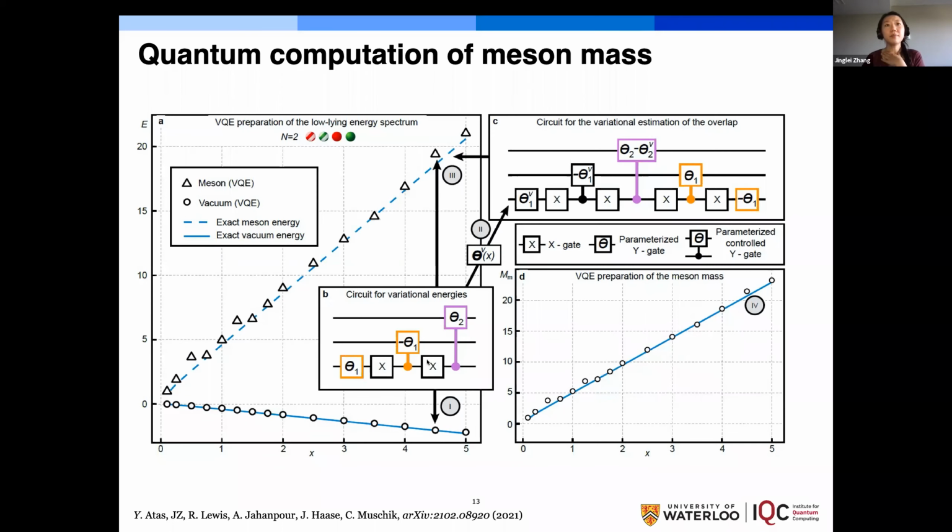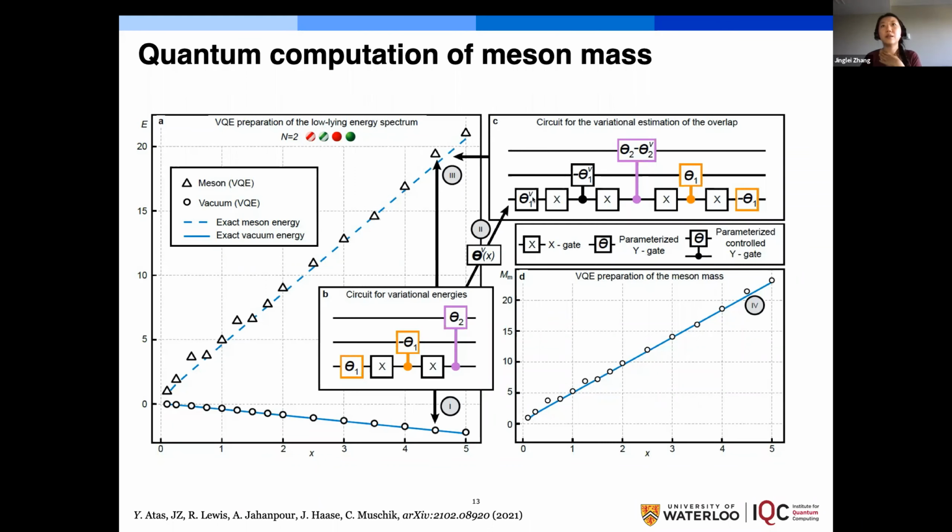And then we know that in order to find the meson, I need both to evaluate its energy expectation value, and this is why this circuit is needed here. But we also use the previously found information for the vacuum state to calculate, with this circuit, the overlap between the vacuum state and our meson variational state. So this is what is done through this circuit.